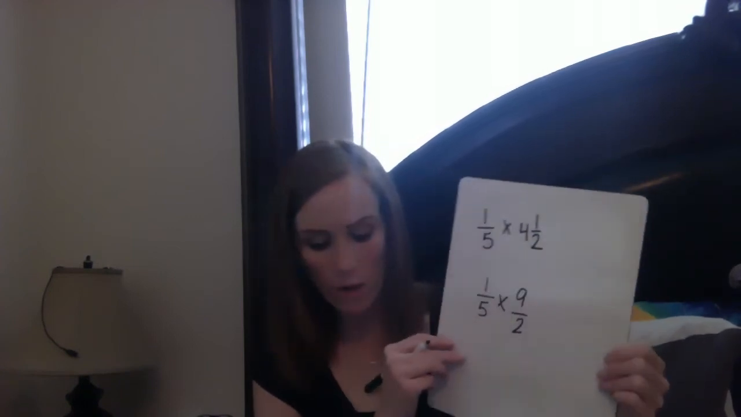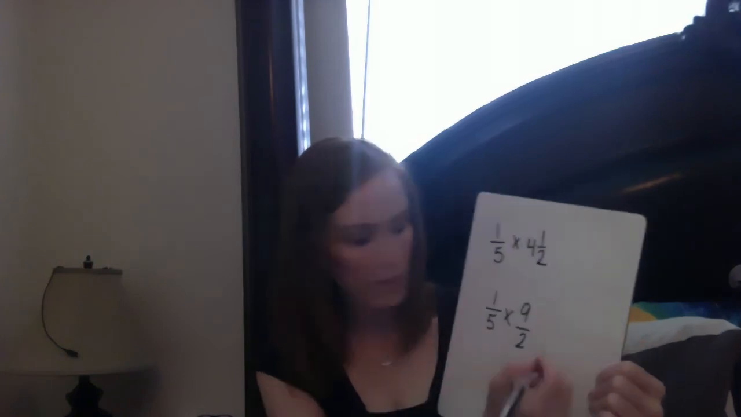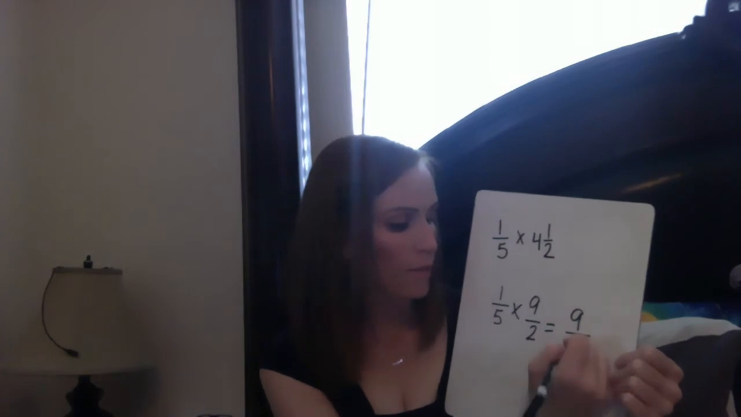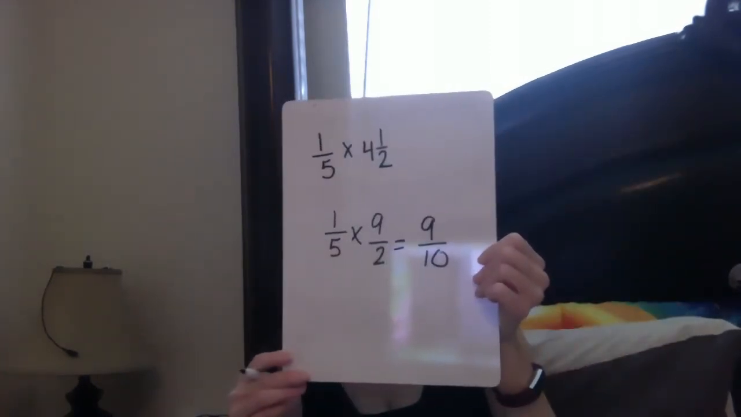Okay, and then we are going to multiply straight across. 1 times 9 is 9. 5 times 2 is 10. So we have 9/10, and that is our answer.